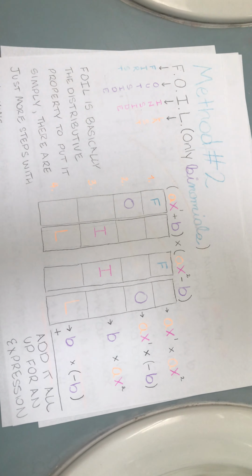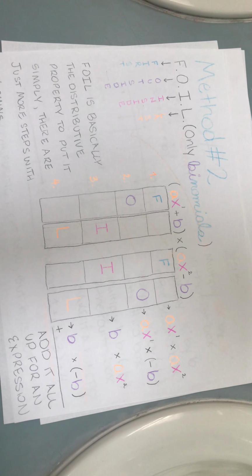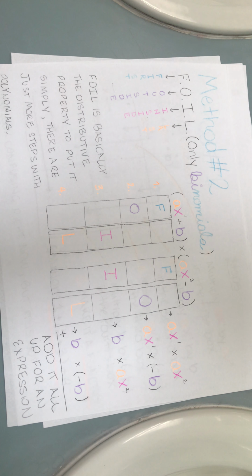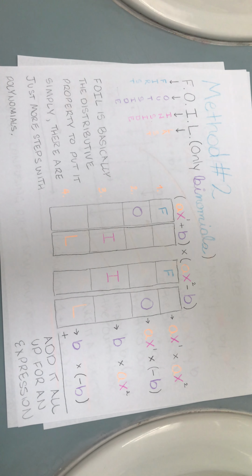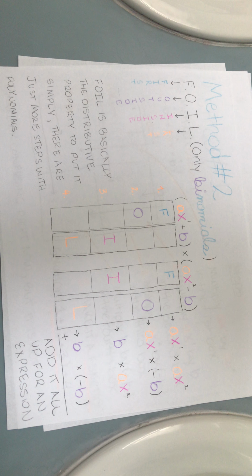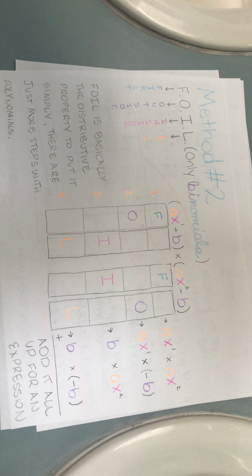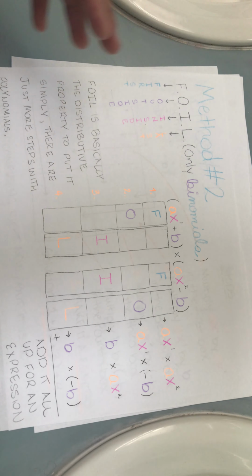It only works for binomials, which makes it a lot simpler. It stands for first, outside, inside, last. And it's basically the distributive property. To put it simply, there are just a few more steps with polynomials. Take for example, the same example, ax plus b times ax minus b. You can identify where the first, outside, inside, and last are by setting up this simple little box.